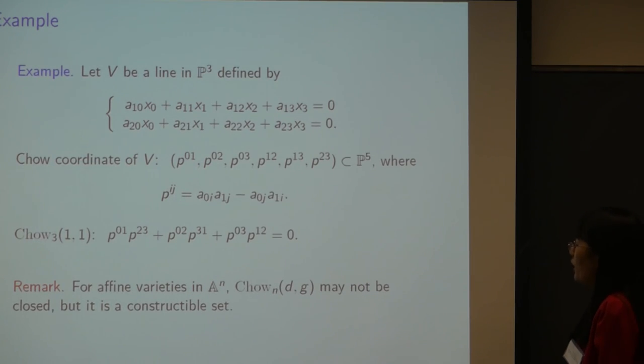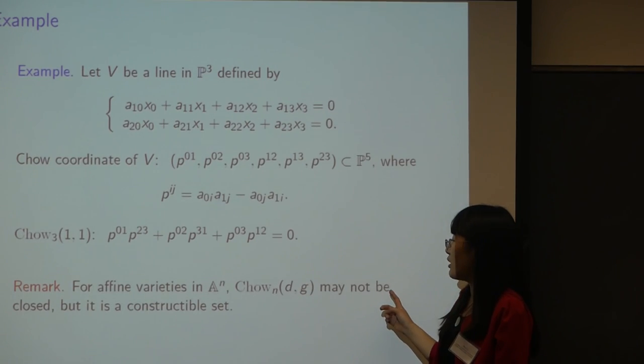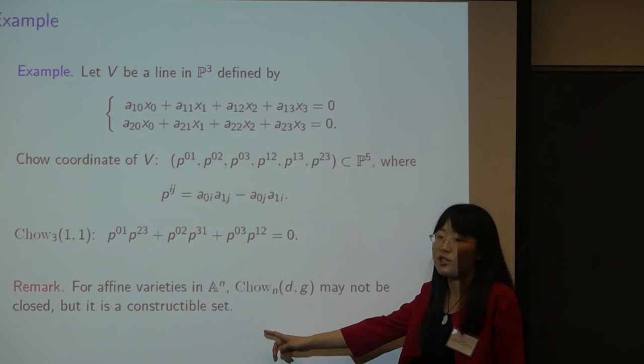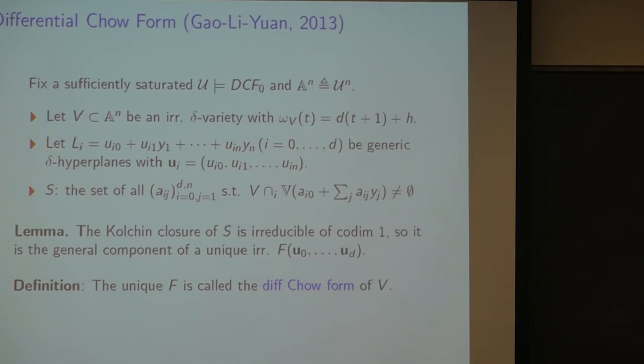And we should remark here that Chow considered the Chow coordinates and the Chow varieties for projective varieties. But all these things can be defined for affine varieties. But for affine varieties, their Chow varieties may not be projectively closed, but it is a constructible set. So in the following, we consider the differential Chow forms and partial differential Chow forms for affine differential varieties.